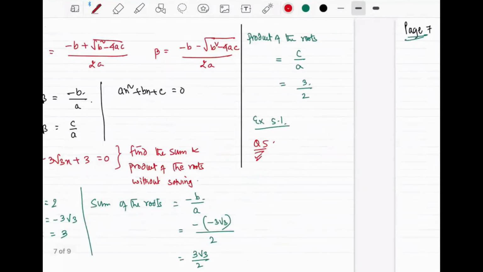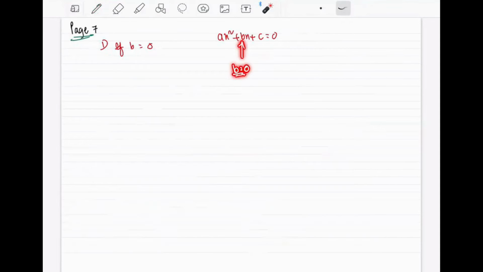Okay, let's see. We will have some certain conditions here. First condition, if b is equal to 0. We have got a quadratic equation like this, right? ax squared plus bx plus c is equal to 0. What if b is 0? If b is 0, then this middle term, the linear term, will be missing. Then the quadratic equation that you are seeing will be of this type.